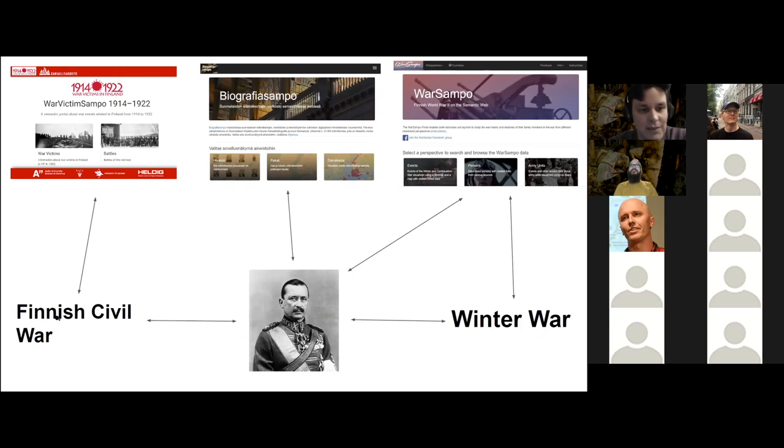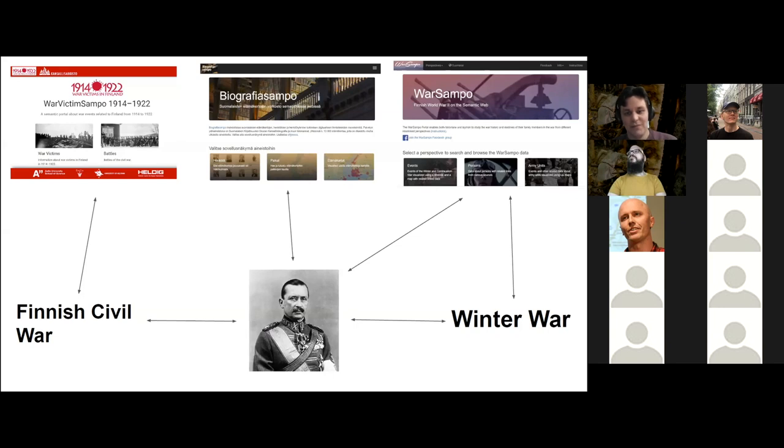And of course, this Finnish Civil War event can be related to data in the WarSampo. Basically everything here, or many things here actually, are related to the Finnish Civil War, and we can get data from there. And of course, in a similar way, for the Winter War, we can get data from WarSampo and perhaps display it in HistorySampo. And of course, Mannerheim does have a page in WarSampo, but also in BiographySampo, where all the important people of Finnish history are presented. So thanks, and perhaps we can download data from there as well.